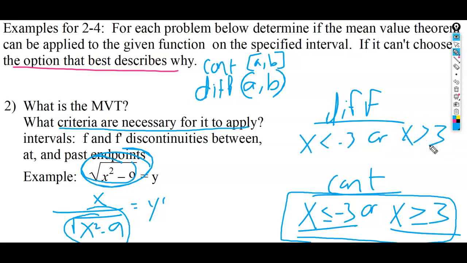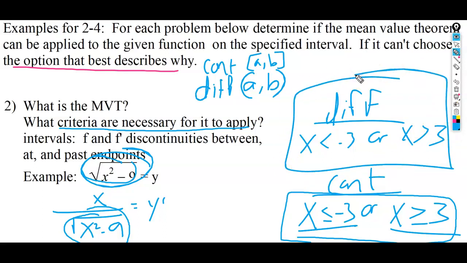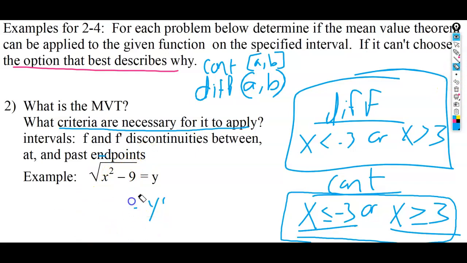So in terms of continuity, my function can be less than or equal to 3, or greater than or equal to 3. But in terms of differentiability, it has to be only less than 3 and greater than 3. So keeping that in mind, let's go ahead and do some problems here. The question we're being asked in the directions is, can you apply the MVT to this problem? Well, that kind of depends, right? It depends on the interval.